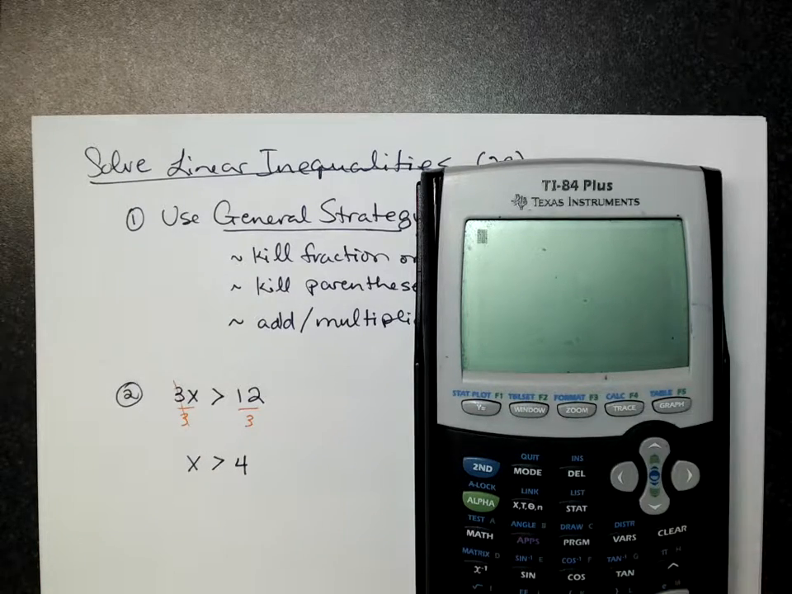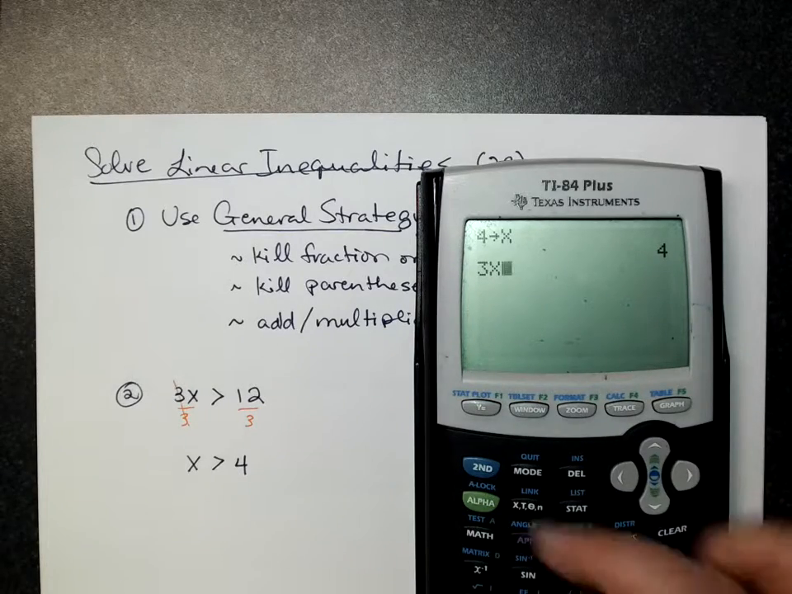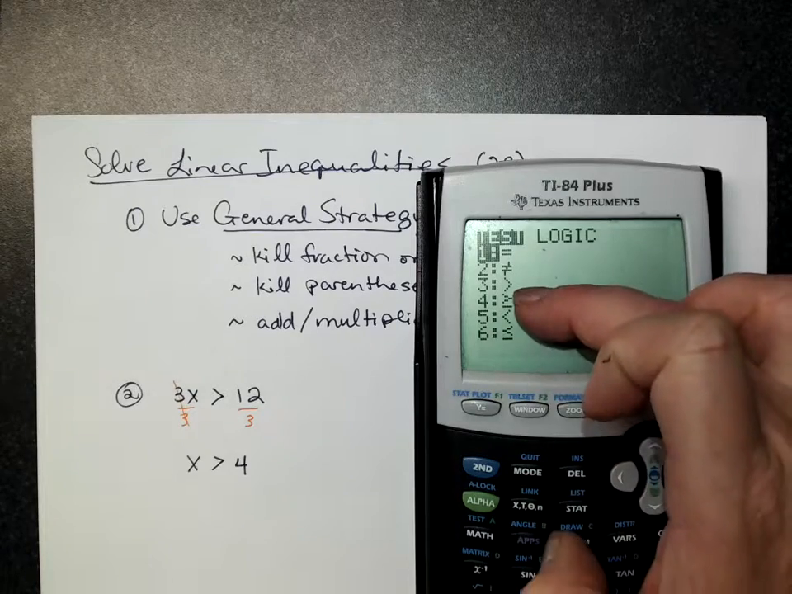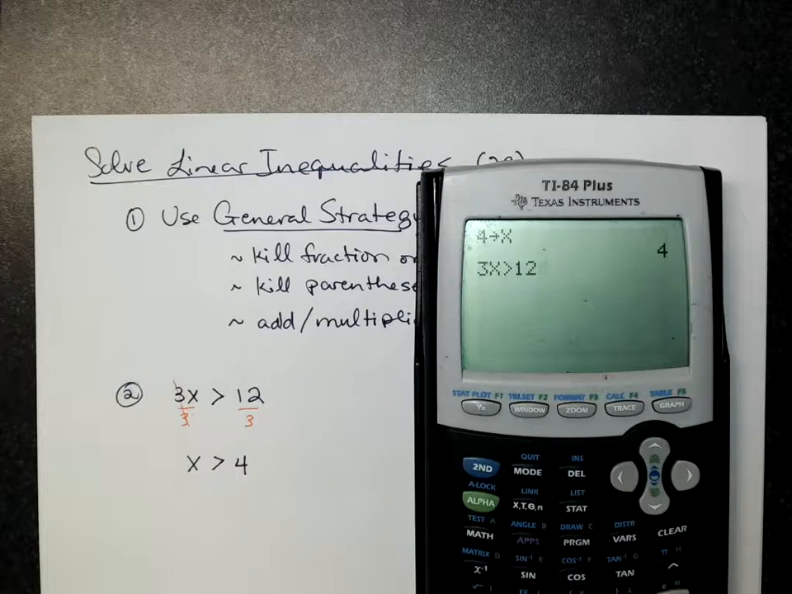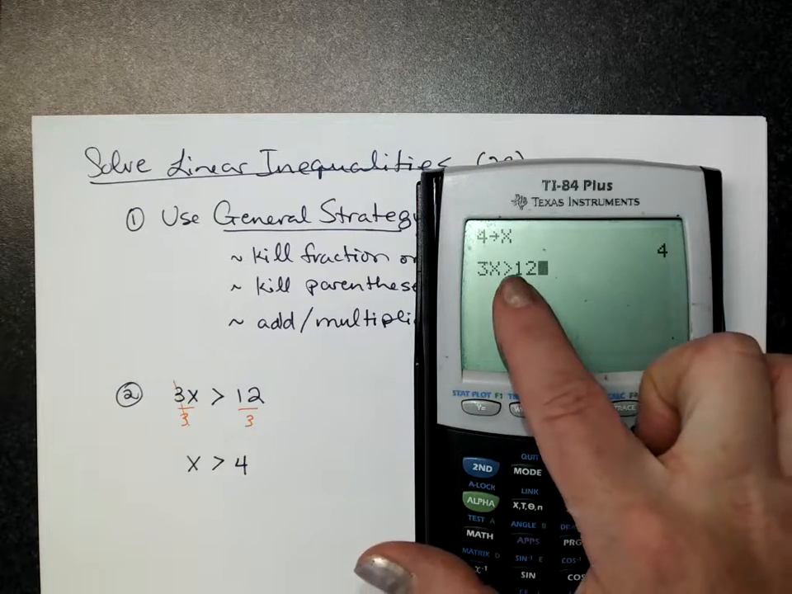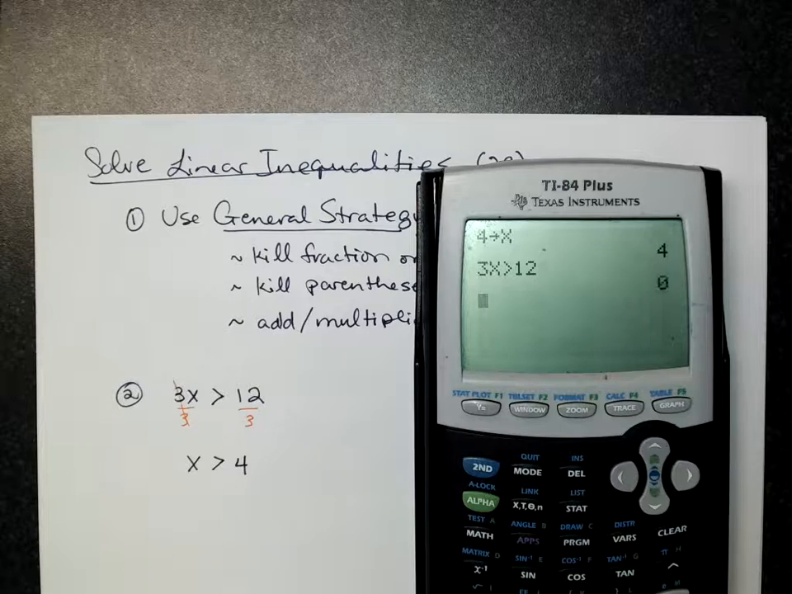I'm not sure. Let me try one more time. 4 stored in X. I heard the same, that it gave a false statement? Mm-hmm. Okay. And then 3X, second math, greater than. Isn't it because 3 times 4 equals 12, and you're looking for greater than 12? Right, but because I used the greater than symbol, it's looking for everything above it. Because it's not equal to 12, it's greater than 12.